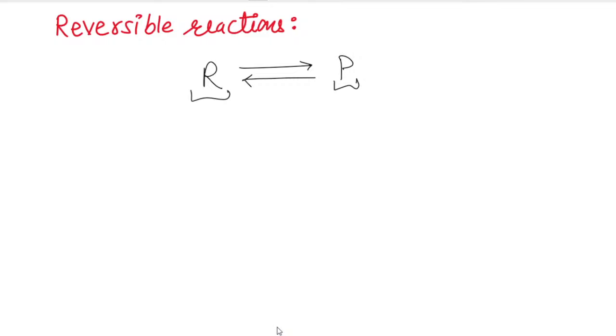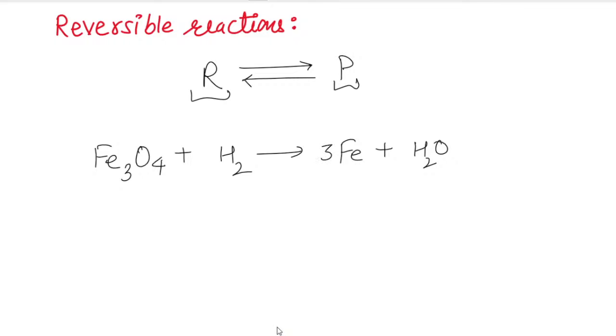Let us take an example. Suppose we have magnetic oxide, Fe3O4. When it is reduced with hydrogen, when hydrogen is passed over heated magnetic oxide, then what happened? We get iron metal and water.